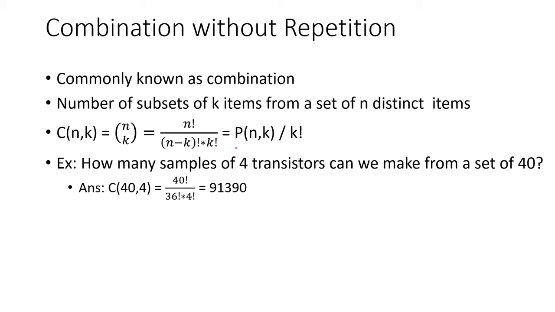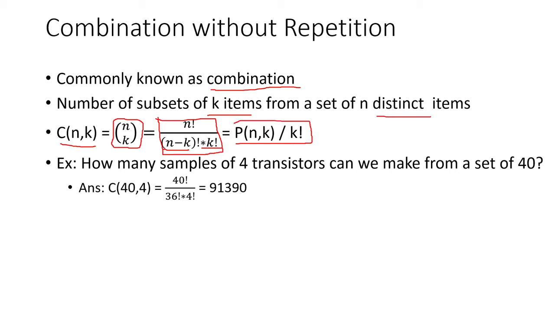The next is combination without repetition, and this is simply known as combination. This is the number of subsets of k items from a set of n distinct items. It can be represented as C of n, k, or n choose k, which is probably the most common notation. Here is the formula in general: n factorial over n minus k factorial, over k factorial as well. You might notice that the only difference between this and the permutation formula is division by k factorial.